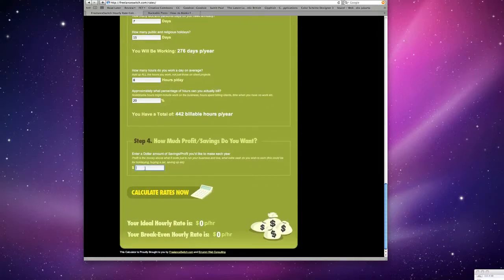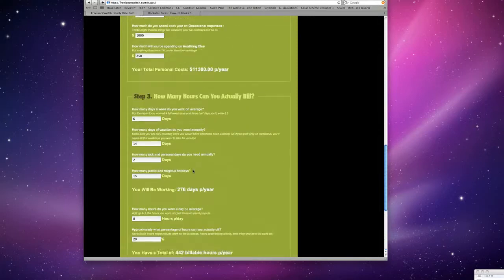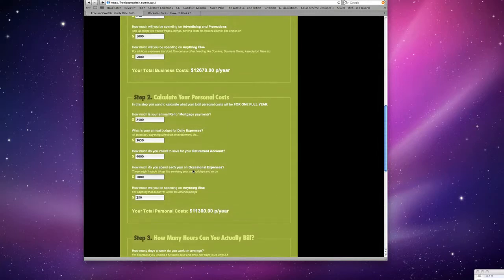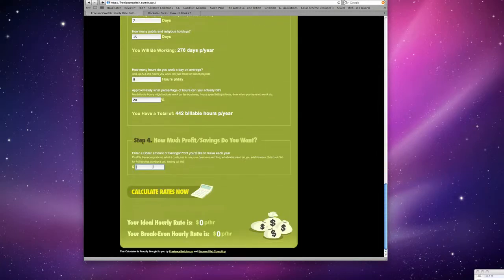Then the last box helps us to input a dollar or savings and profit amount. So this is just any kind of additional profit you want to make on top of covering all your expenses, paying for all your personal expenses. So let's have a think about that. We want to save, let's say, $5,000 per year for our business. Hit the button at the bottom, calculate rates now.